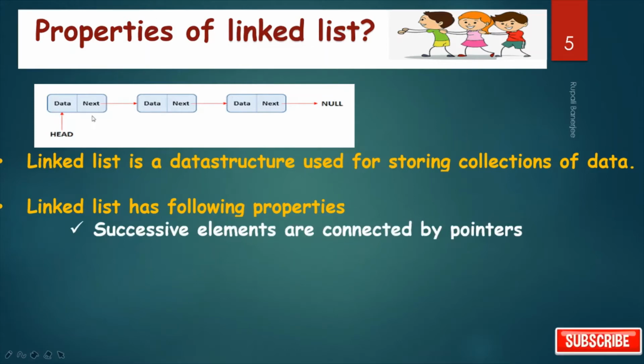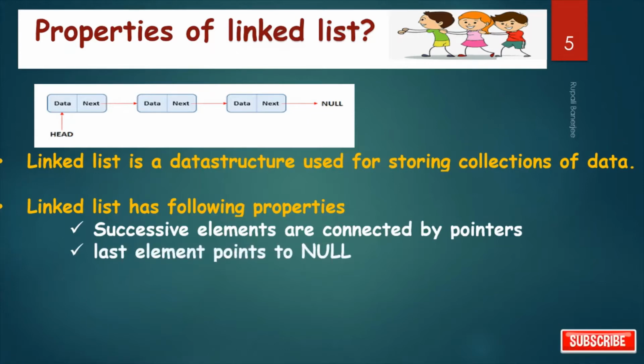This next field holds the address of the next node. And this next field holds the address of the next node. So successive elements are connected by pointers. The last element points to null, because after this node there is no other node, so this field is null.